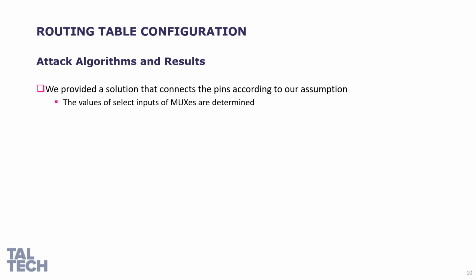As said earlier, 4 routers were obfuscated, so we provided a solution that connects the pins from one router to the other, and we have provided this on the basis of an assumption. So we provided the select input of the muxes in the form of key bits.